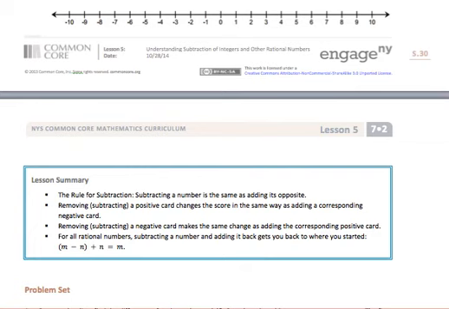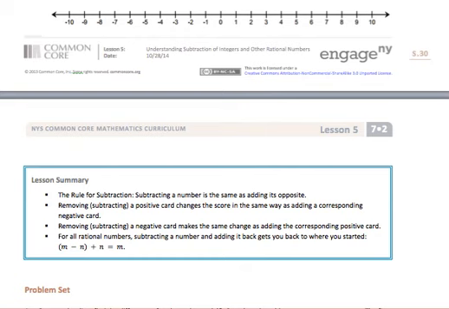Pay particular attention to the lesson summary because it will help you develop your subtraction rule in your own words. The rule for subtraction: subtracting a number is the same as adding its opposite. Removing or subtracting a positive card changes the score in the same way as adding in a corresponding negative card. And removing or subtracting a negative card makes the same change as adding the corresponding positive card.